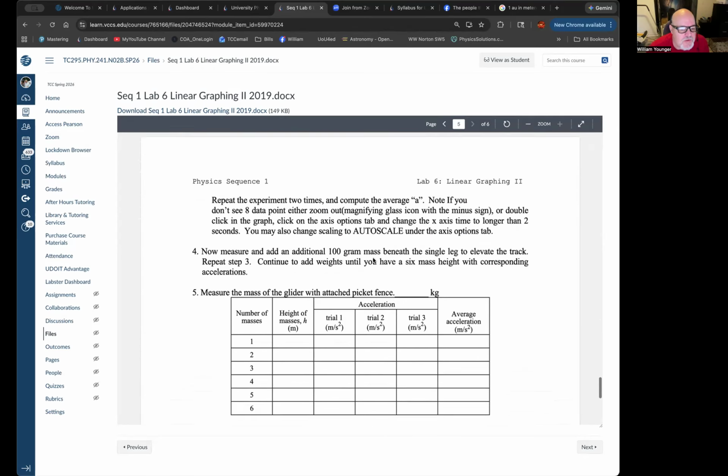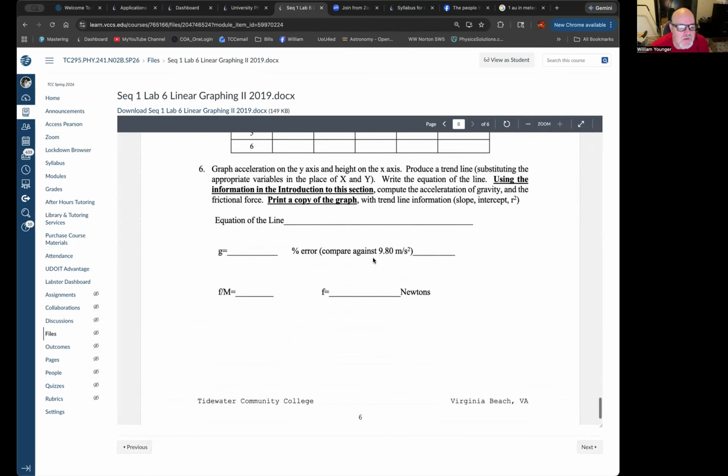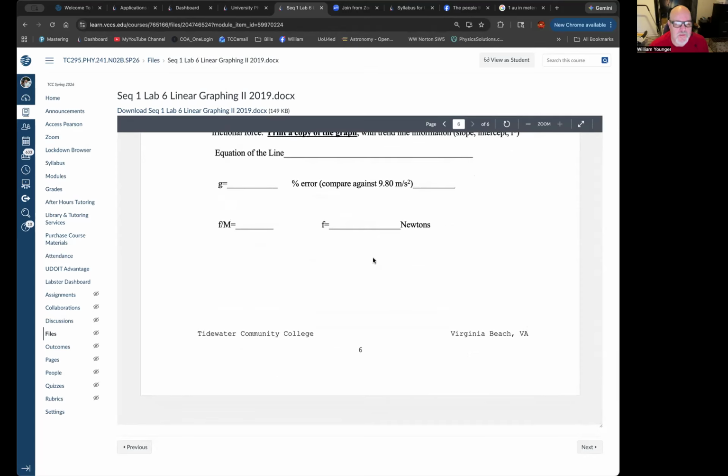I think that was the last part. Let me double check. Is it picket fence? Yeah, we got all that. So yeah, that was the last part.